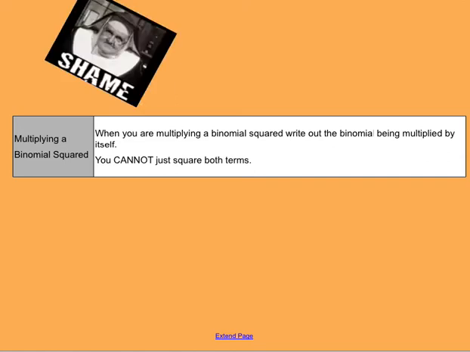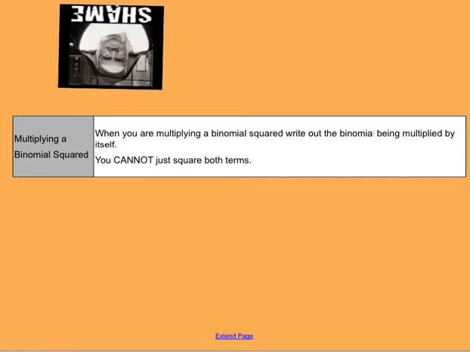First of all, when you are multiplying a binomial squared, you write out the binomial being multiplied by itself. You cannot just square both terms. Before, when we had an exponent on the outside, we would write the coefficient and the letter and multiply the exponents. Well, that's not going to work anymore, and the main reason is that there's a plus sign. So let's take a look at what I'm talking about.